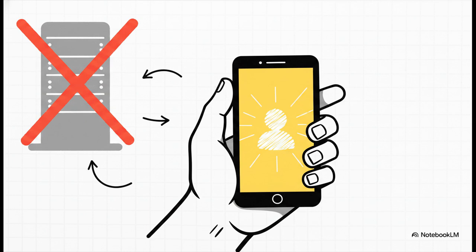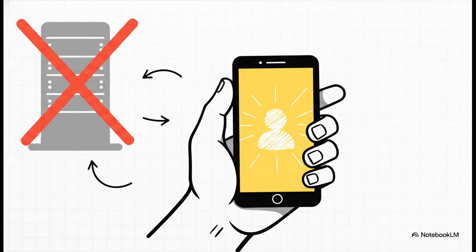I want you to imagine if every single time you wanted to show your driver's license at a grocery store or a bank, you had to physically call the DMV, wait on hold for 20 minutes, and ask for their explicit permission to verify your age. That sounds insane, right? But that is exactly how web logins work today.